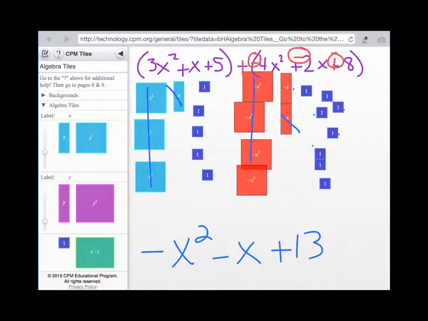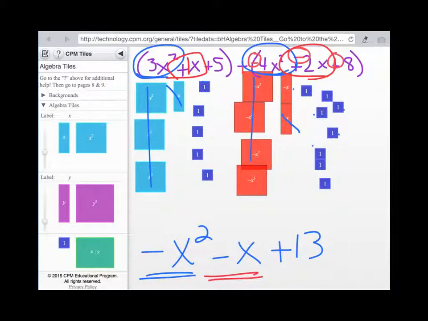Final answer. If I did it the other way like I was explaining, look, positive 3x squareds, negative 4x squareds. 3 plus negative 4 is negative 1. Positive 1x, remember that's a 1 there, and negative 2x. 1 plus negative 2, negative 1. And then positive 5 minus, plus 8, there's a plus there, is 13. So there's my final answer.